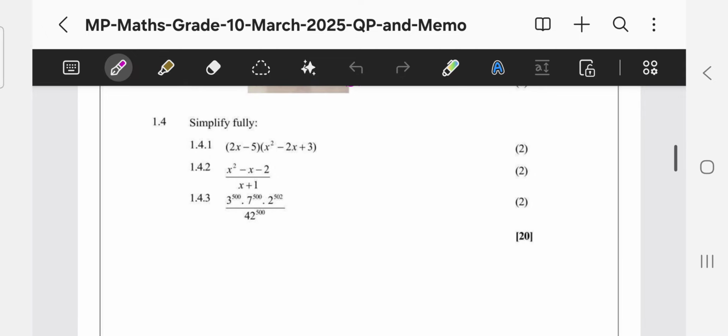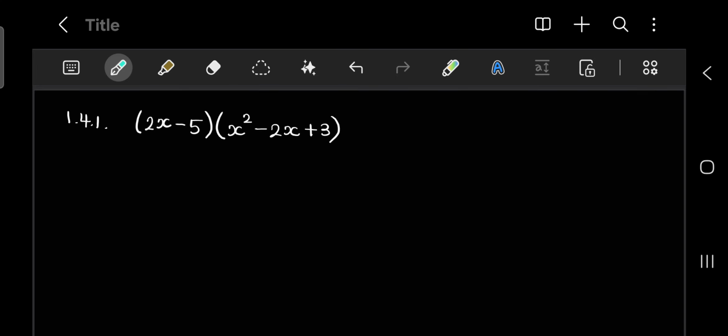Going on to 1.4, it now says simplify fully. So 1.4.1 is based on products. Notice how we have a binomial being multiplied by a trinomial. So to do this, let us start off with this 2x. We're going to take that 2x and multiply it with all 3 terms from the trinomial.